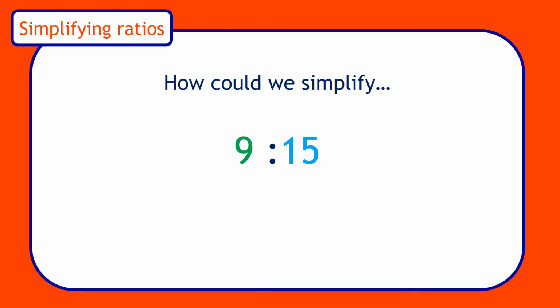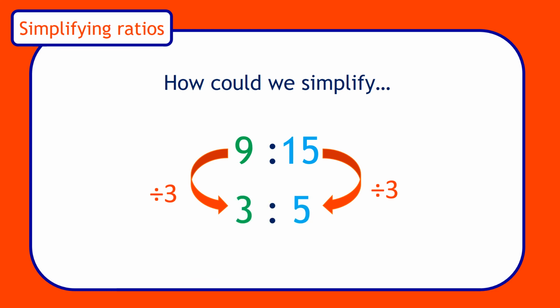How could we simplify 9 to 15? What could we divide both of those numbers by? That's right, it's 3. So dividing both of them by 3 will give us 3 to 5. And we can't simplify that any further because there's nothing that divides into both of those numbers.